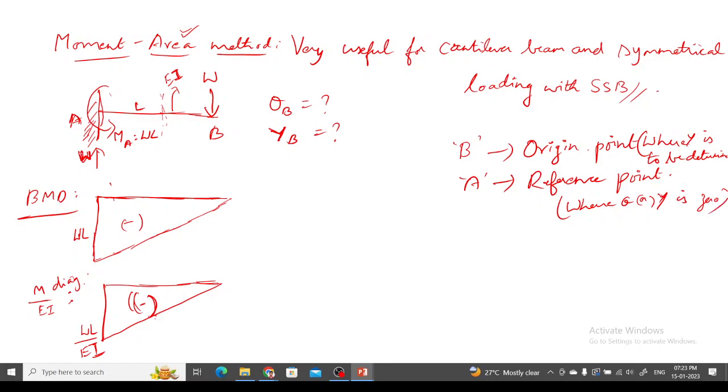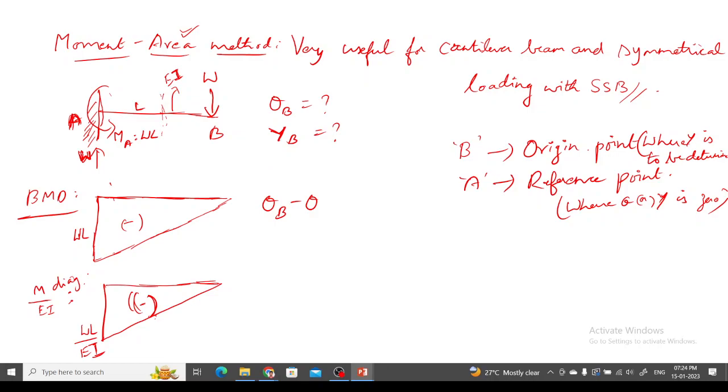Okay, so for this case, which is the origin point? B is the origin point and A is the reference point. So here how can I calculate theta B? If I am calculating both the slope and the deflection, then I can take point A as the reference point. Here you can see that at point A, both deflection as well as slope value is 0. So you can take the reference point as point A itself.